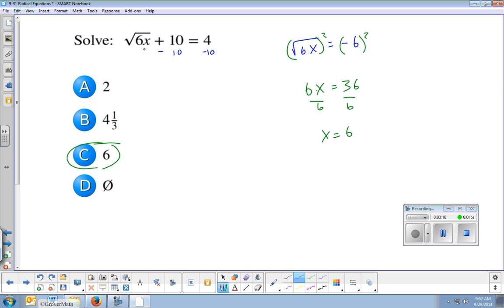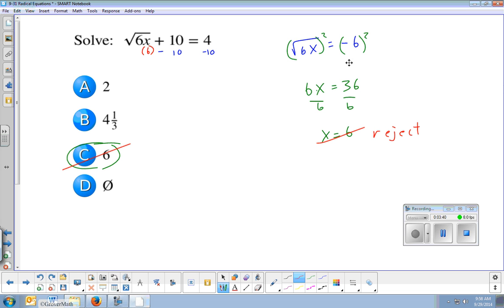So let's say if x is 6, that would be 6 times 6 is 36. And the square root of 36 is 6, plus 10 equals 4. 6 plus 10 equals 4? No, it doesn't. That doesn't work. So what do you do? Well, you would need to cross out the answer and write the word reject next to it. Now, this isn't going to happen all the time, but it does happen some of the time. So you have to be careful with this.